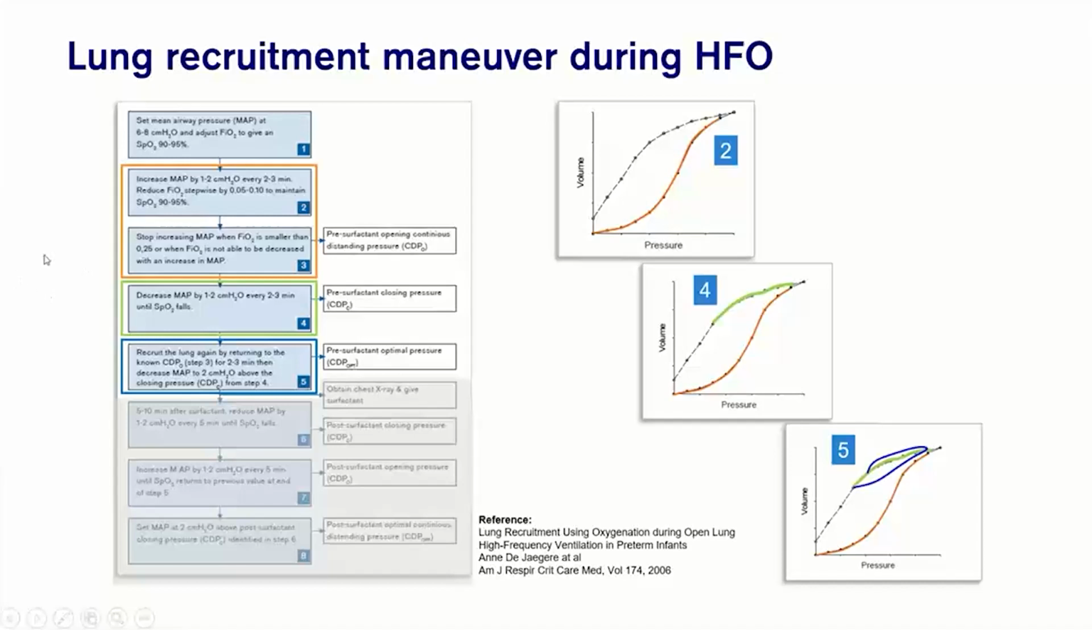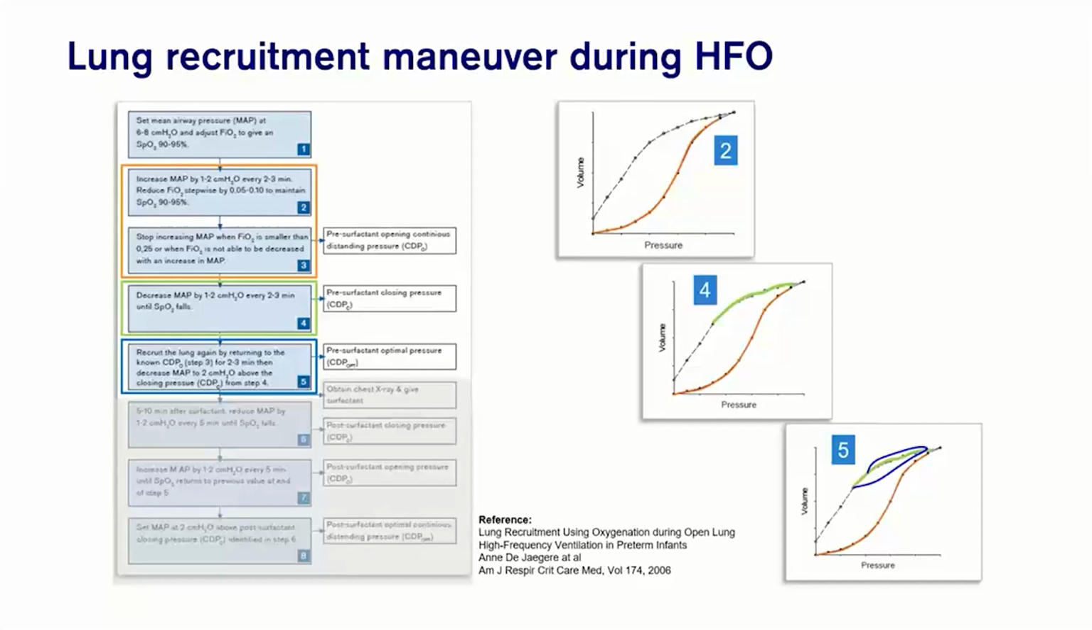This is well demonstrated, and how to go there and how to recruit a lung during high frequency oscillation, give possibly surfactant, then re-recruit the lung and find the optimal distending pressure. This is an illustration which is based on a publication from Dräger from the year 2006. And here it's well described what is done. And you see this in the pictures on the right side.